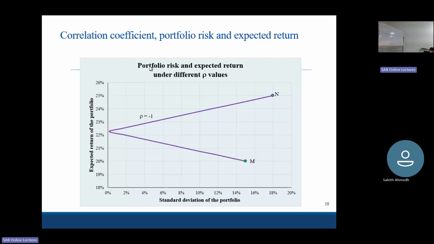If you can identify stocks with perfectly negative correlation, there is a chance to minimize total risk. You can diversify total risk. That is the meaning. But practically, identifying stocks with perfectly negative correlation is very difficult. They are extreme numbers. But anyway, theoretically, there is a chance to minimize the risk, to diversify the total risk.